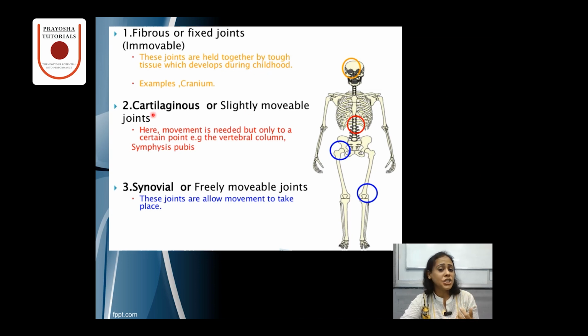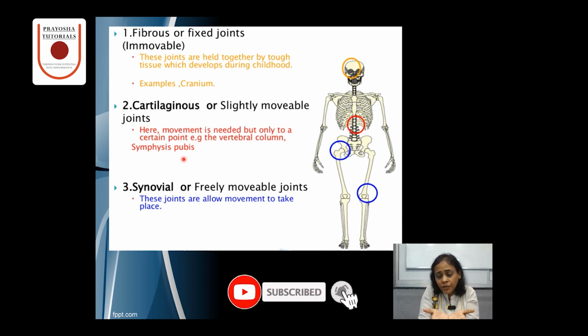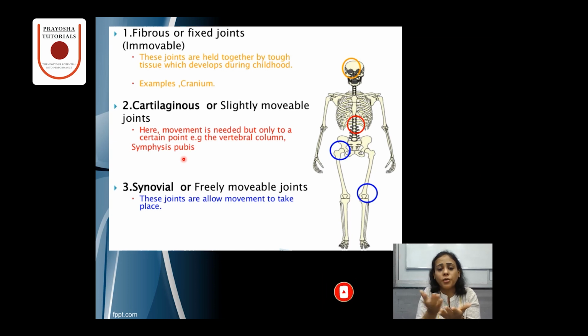Coming to the cartilaginous or the second type of joint, the slightly movable joint. Here the movement is very slight, and you can see it in the vertebral column. All the 26 vertebrae are slightly movable. So that is showing your example. And the second example is the symphysis pubis. Now this is when you are sitting, the pubic bones of your hip girdle are going to support. So that is your symphysis pubis joint.